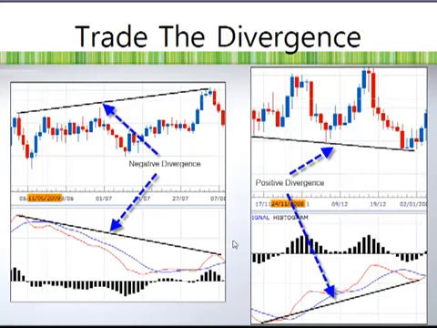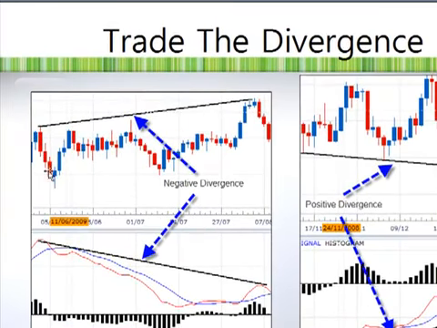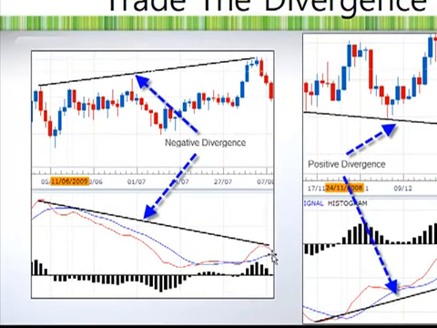You can see on this picture here, we call this a negative divergence. Why? Because the price is making a higher high, but the MACD is making a lower high. You can see this high here is lower than here. You can see the divergence. The price is making a higher high, the MACD is making a lower high, and this is called negative MACD divergence. Once this starts to appear, it's a telling sign that the price is going to move down. Therefore, most of the time when you see a MACD divergence and enter a short trade, the price will usually move down.